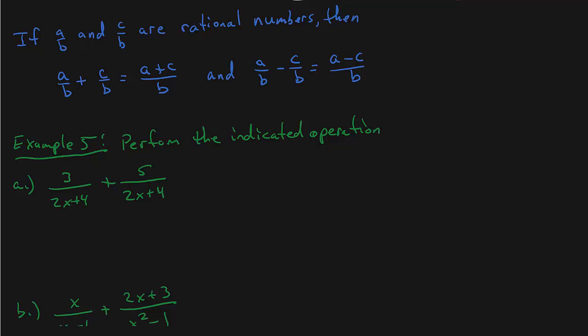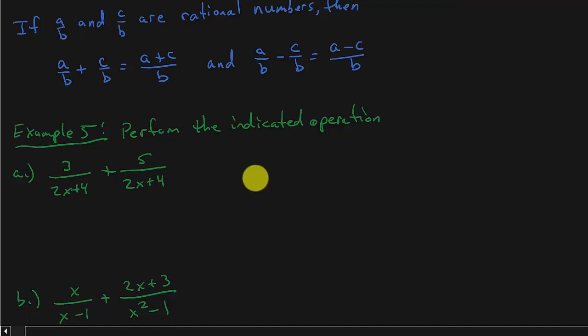All right, so if a over b and c over b are rational numbers, then a over b plus c over b is a plus c over b, and a over b minus c over b is a minus c over b. Basically what this is saying is whenever you're adding or subtracting, you've got to have a common denominator. Whenever you have a common denominator, you can just add or subtract the numerators and put it over that common denominator.